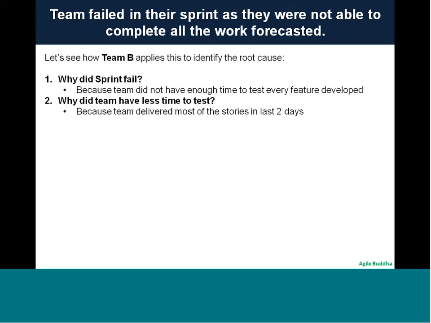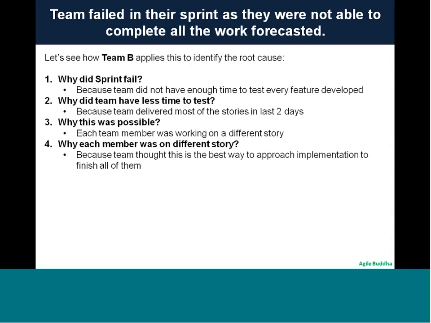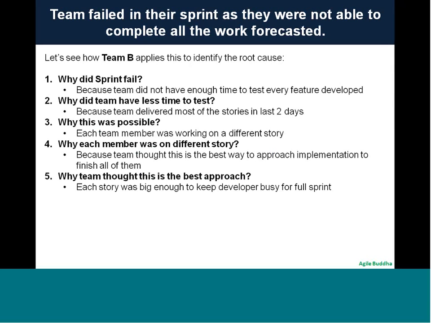I think it is very common, which I see across multiple Scrum teams. The teams are working and they are delivering most of the stories in the last 2 days. But why did they deliver in the last 2 days? Because each team member was working on a different user story. Then why was each member on a different story? Because the team thought this was the best way to approach implementation to finish all of them.